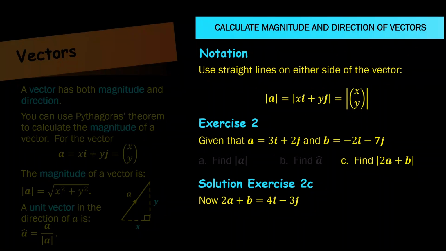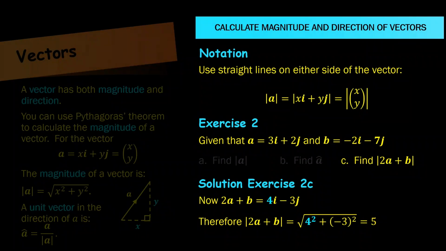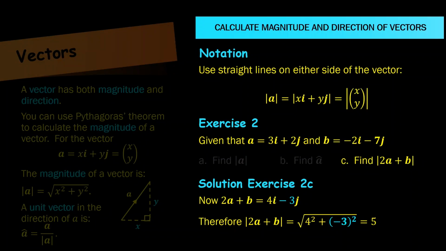Now 2a plus b therefore equals 4i minus 3j, and therefore mod 2a plus b equals the square root of 4 squared plus minus 3 squared, which equals 5.